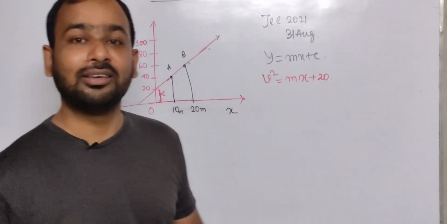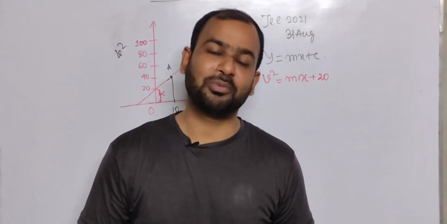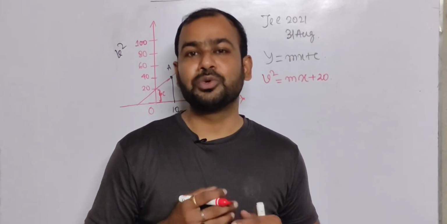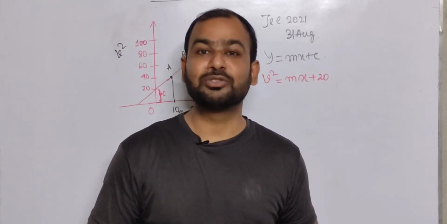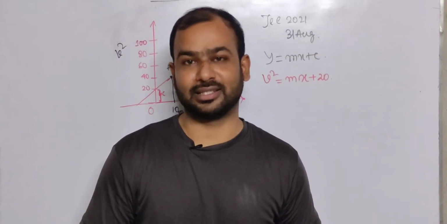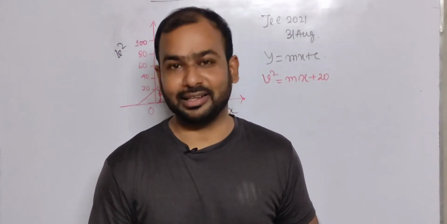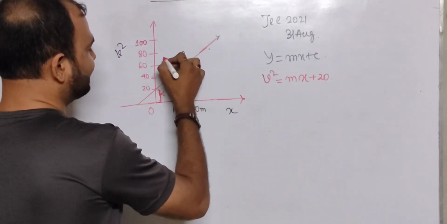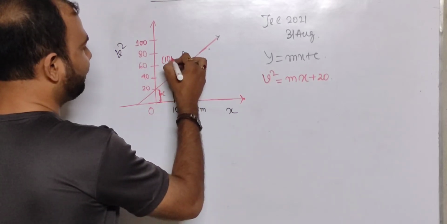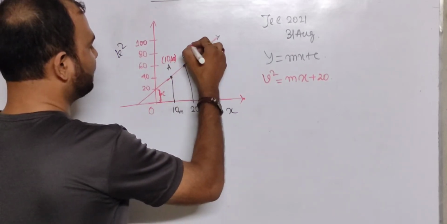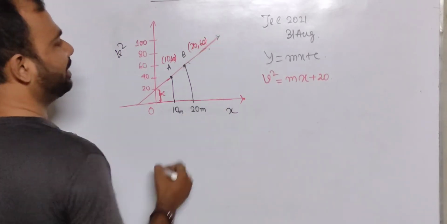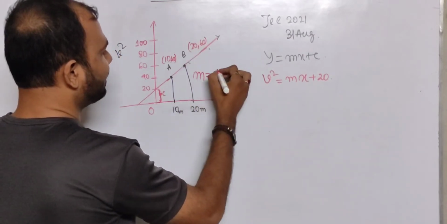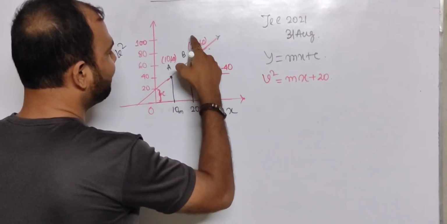We have to find the slope of the straight line. How to find the slope of the straight line? y2 minus y1 divided by x2 minus x1. That implies we have to find 2 points. That means 2 points are necessary to find the slope here. The coordinate of A is 10, 40 and 20, 60 is the coordinate of B. So what will be the slope? M equal to y2 minus y1, that is 60 minus 40 divided by 20 minus 10.